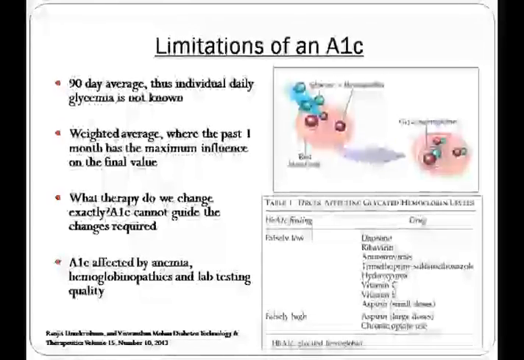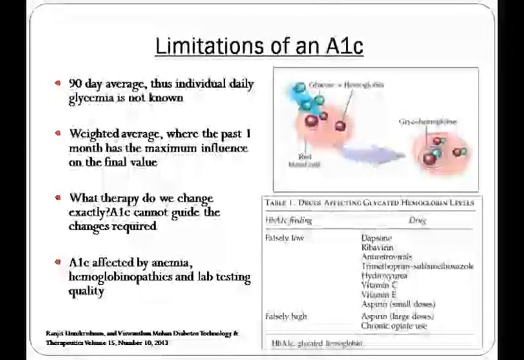What therapy do we change? If I tell you the individual's A1C is 8.2, does it give you enough insight to decide what I should change? Shall I be changing drugs in the morning? Shall I be changing the timing? Fasting, postprandial, what is really bothering this patient's sugars? So it's not giving us enough insight into that.